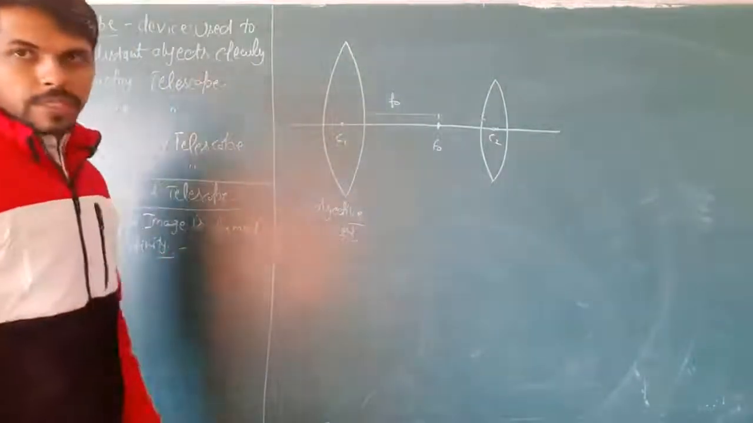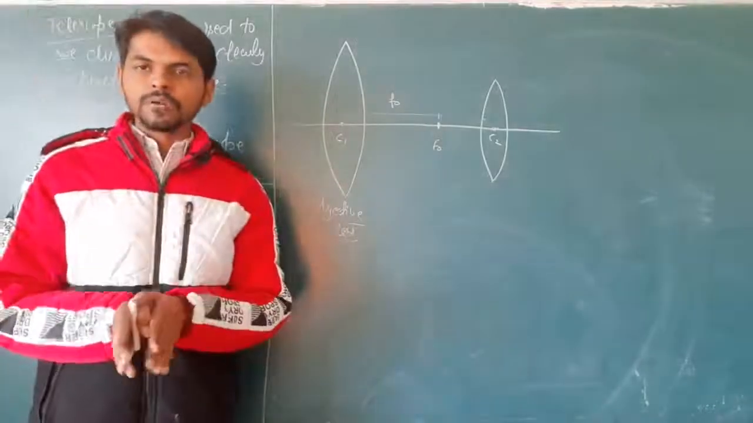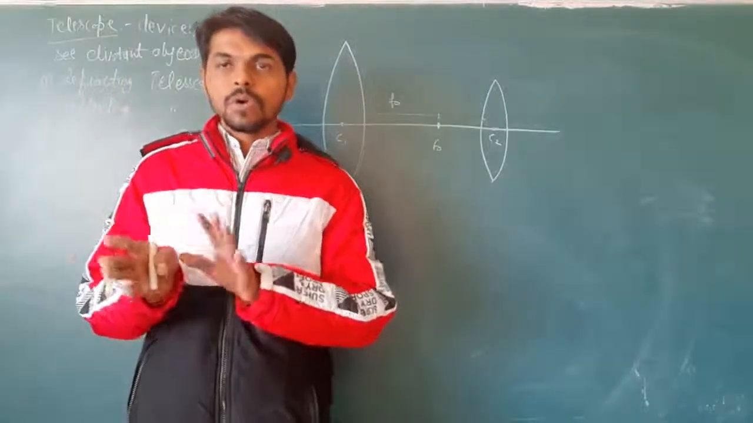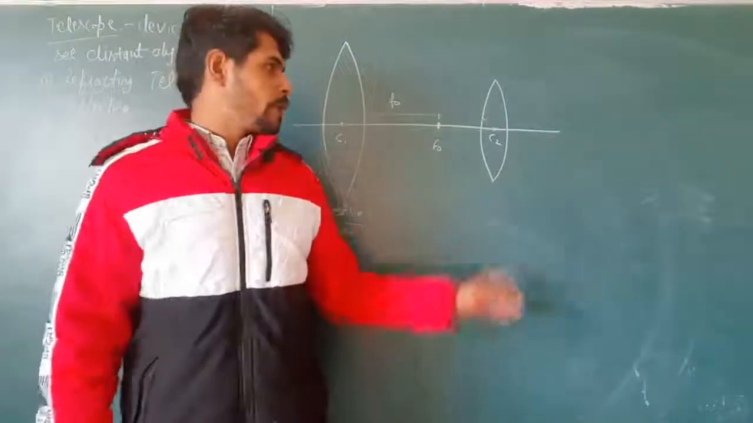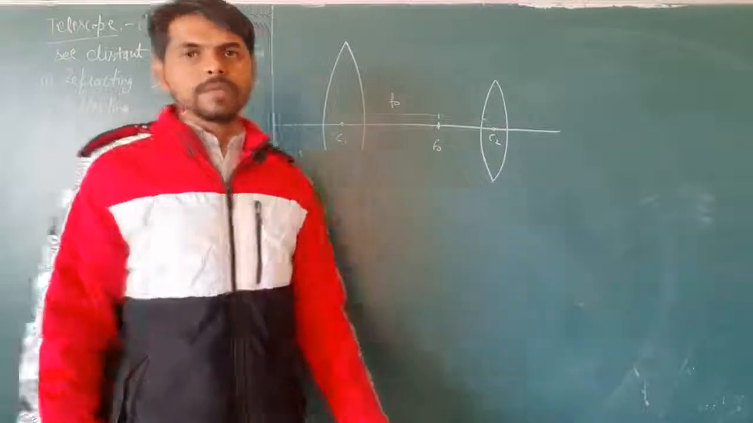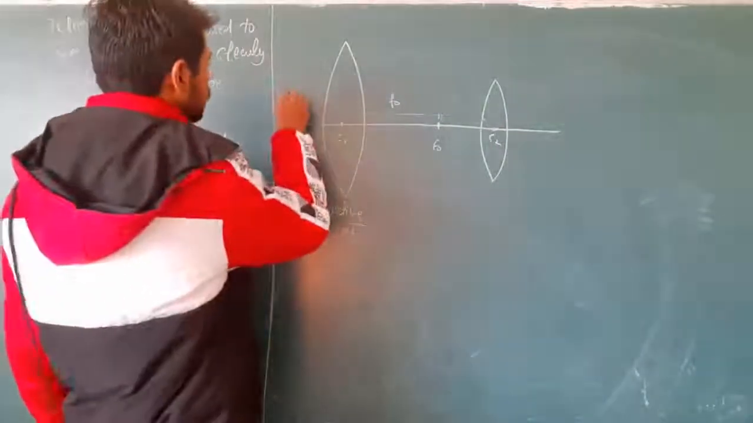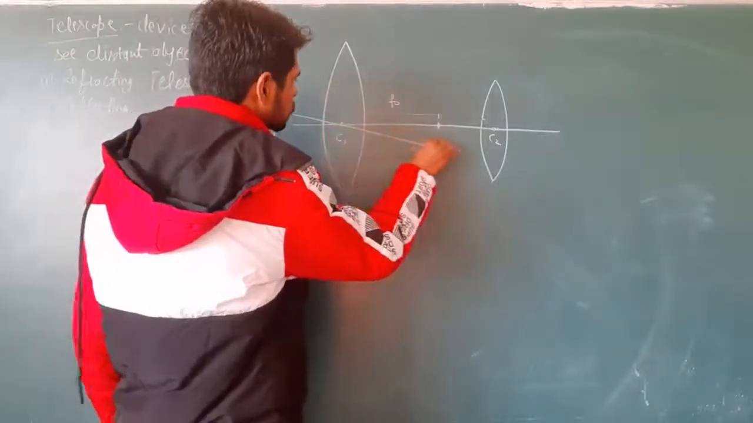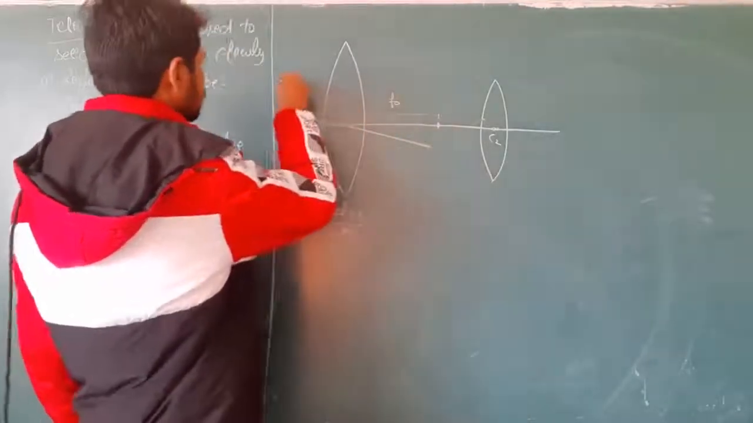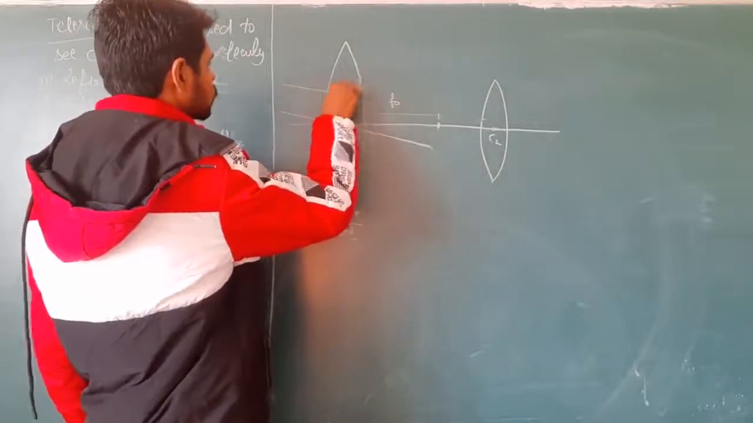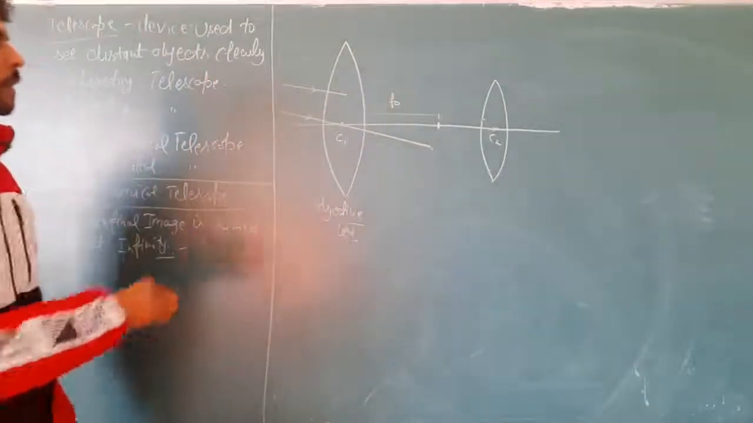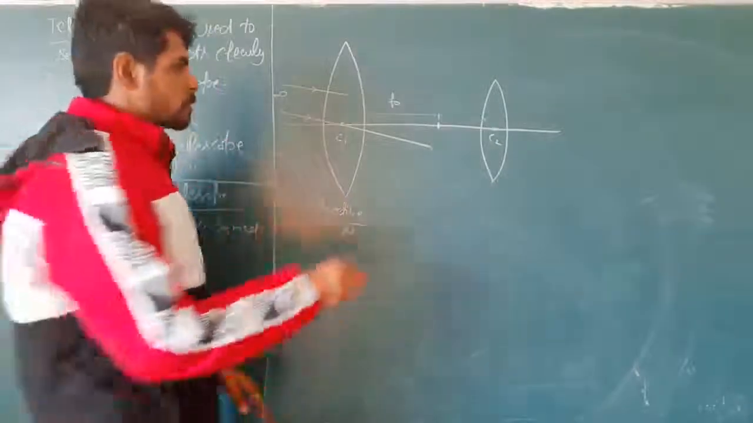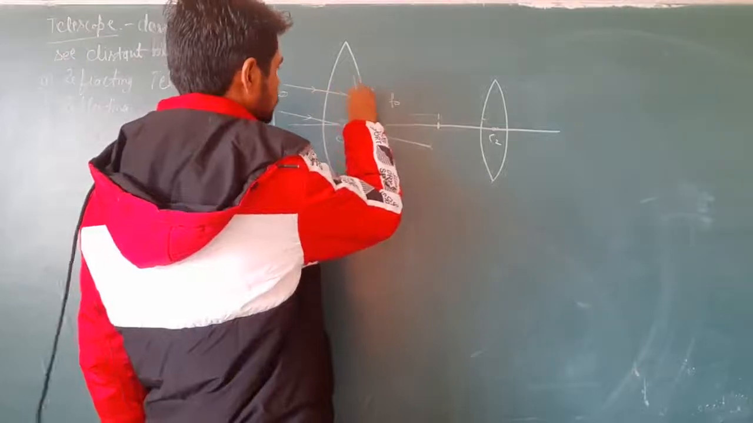So from the infinity, rays will be parallel to each other, parallel to principal axis, but we are not taking the rays parallel to the principal axis because it forms an image of point size only, which is not very useful for the eye lens. So what we are doing, taking object at infinity and rays parallel to each other. When the object is at infinity, image will be formed at focus.